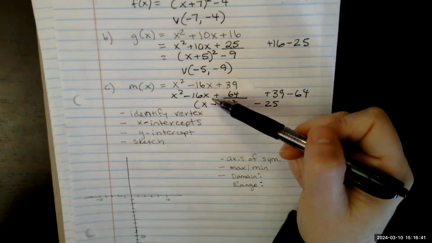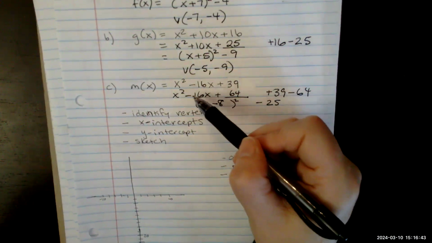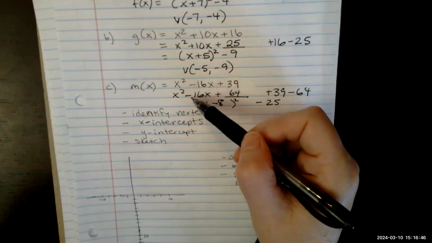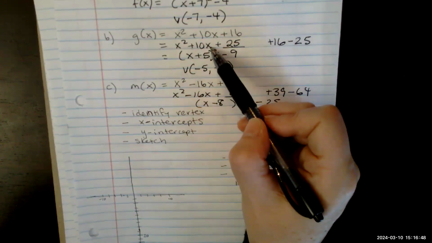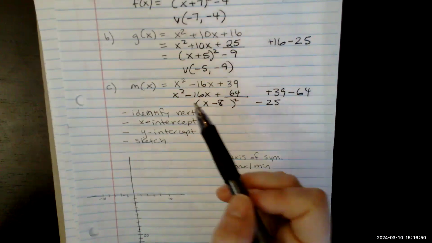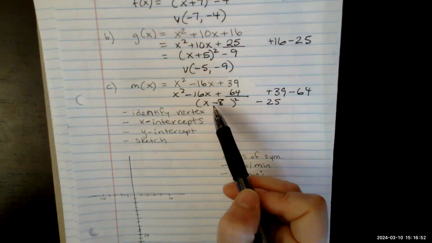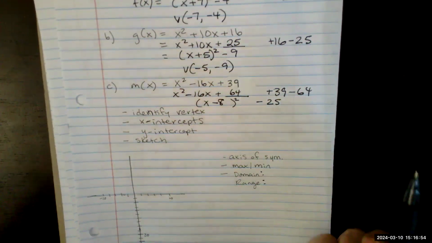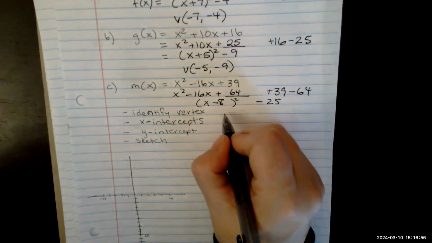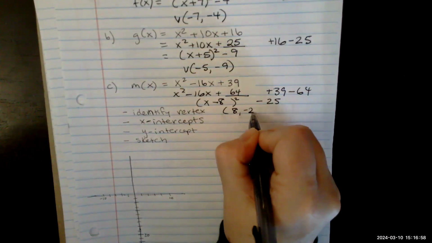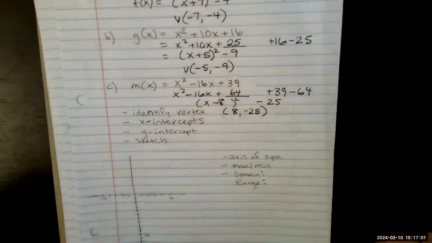So this sign in the parentheses should always match whatever your b sign was, right? When we had a plus 10x, it became a plus 5. When we had a minus 16x, it became -8. So what is our vertex? +8, -25.